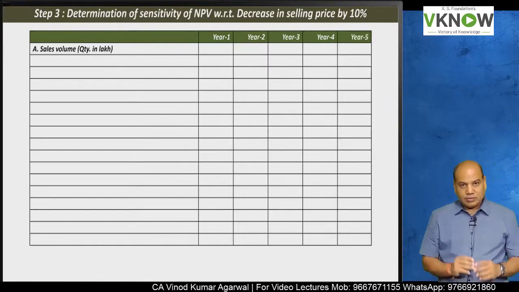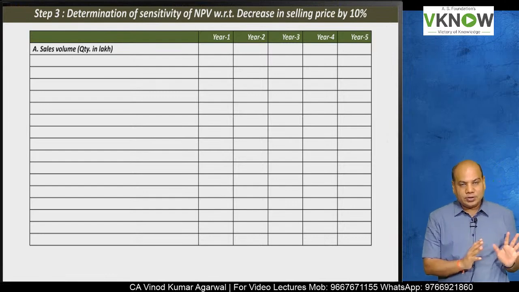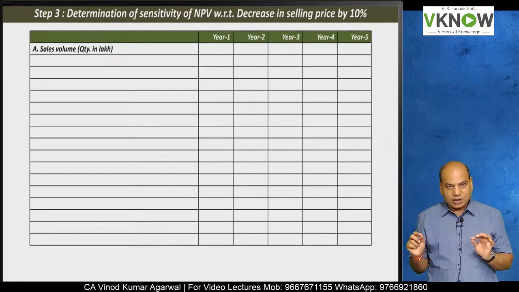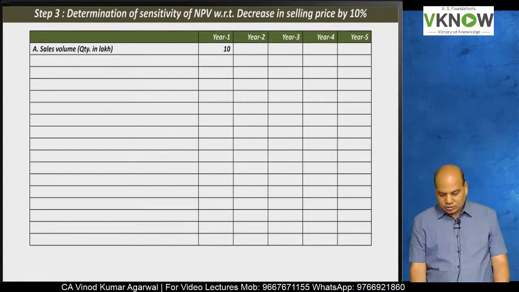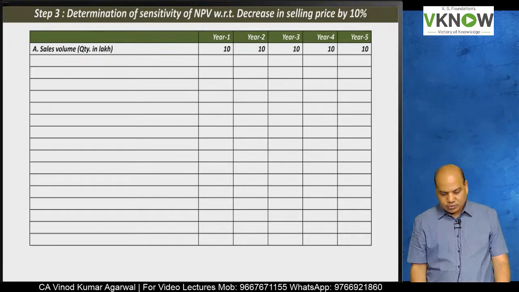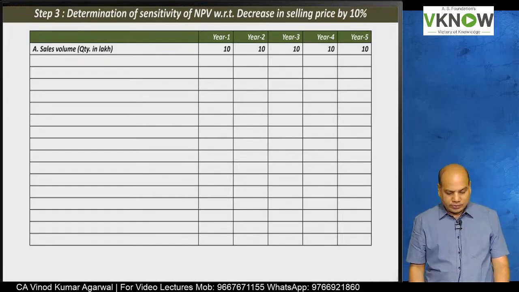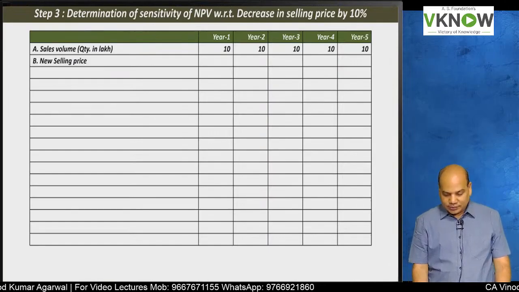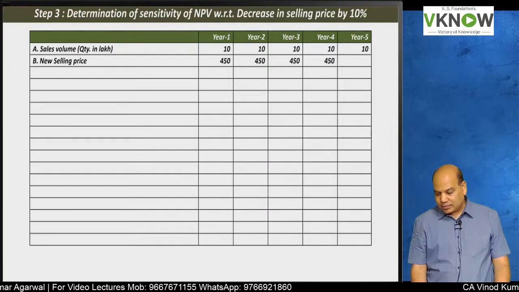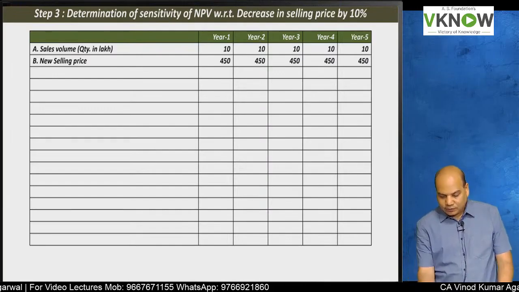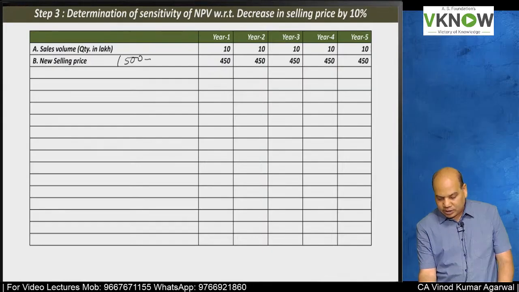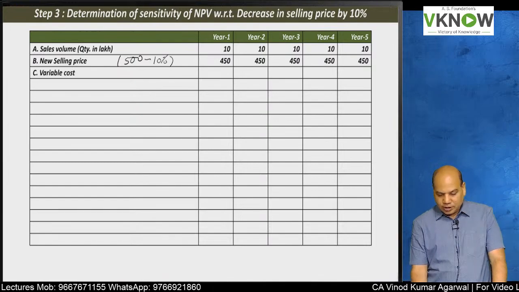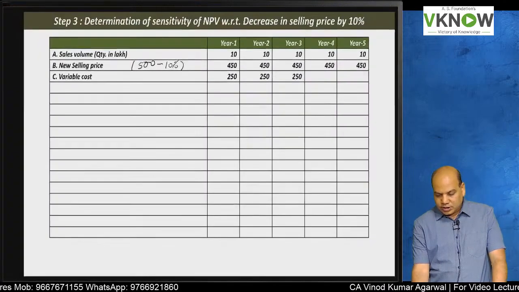Now start writing. Very similar format to the previous one, but this time I am going to write selling price separately and variable cost separately. So write down first point A, sales volume quantity in lakhs, 10 lakhs. New selling price will be 500 minus 10%, selling price will decrease, but variable cost we will take same.